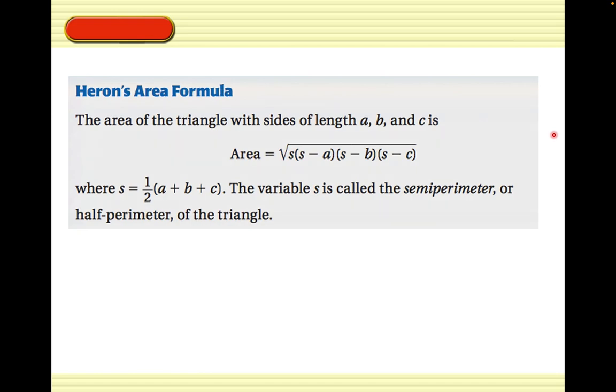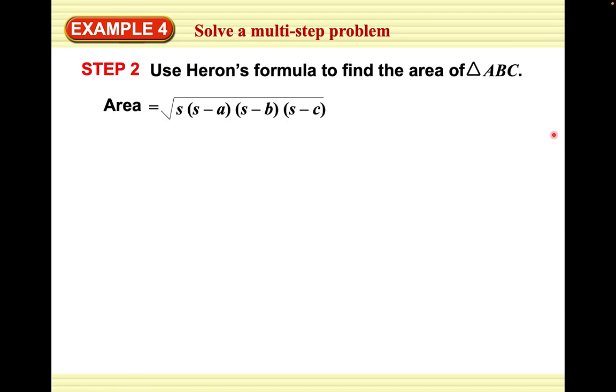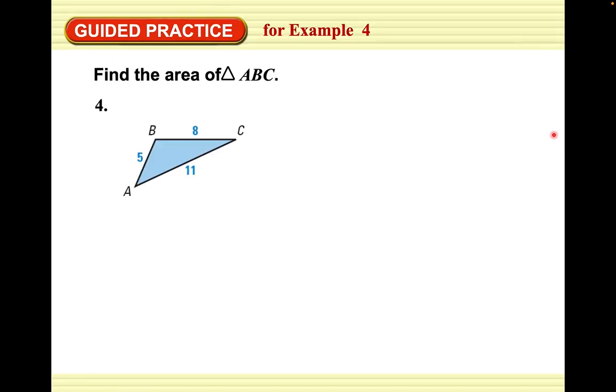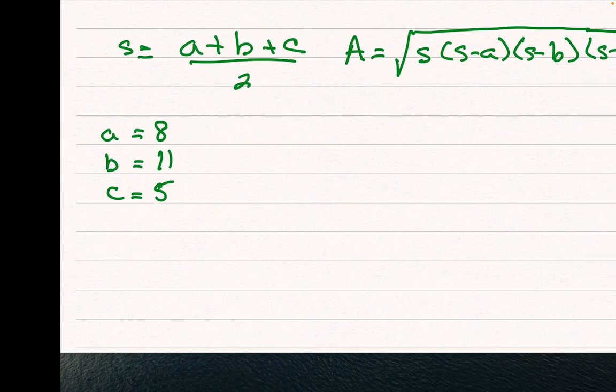And then I want to get the area, which is going to be the square root of S times S minus A times S minus B times S minus C. This formula is also on your reference sheet. Let's do one of these and show you what it looks like. Okay, I don't want to do the other one because that's kind of involved. Let's do something easy. There we go, like this one. So if I look at this, I can see that my A is going to be 8, my B is going to be 11, and my C is going to be 5. It's just the lengths of the sides opposite the angles.